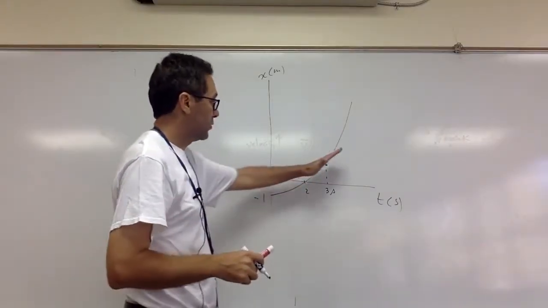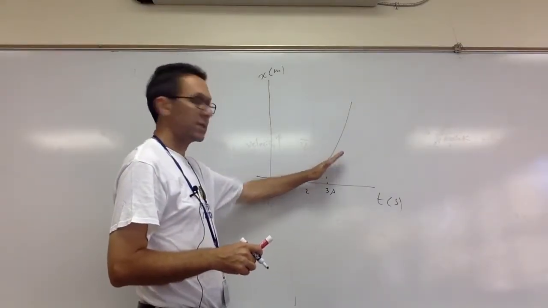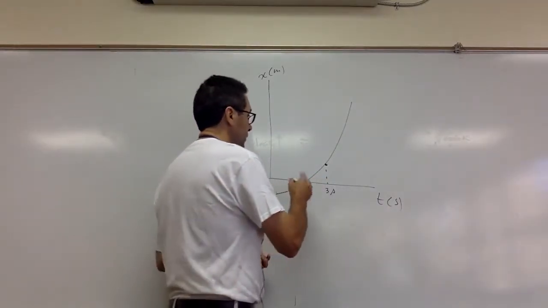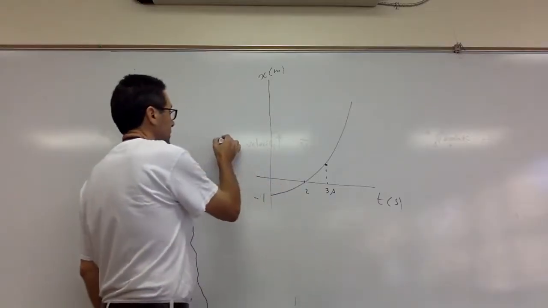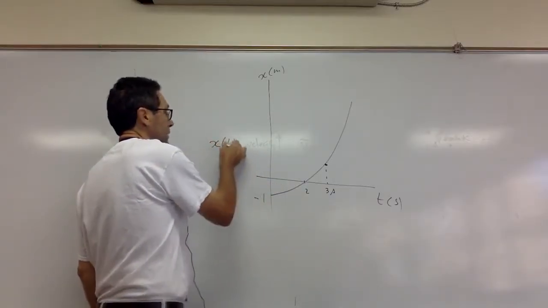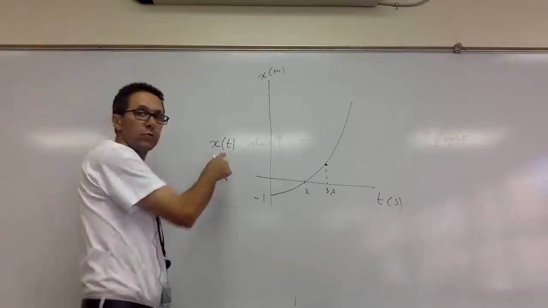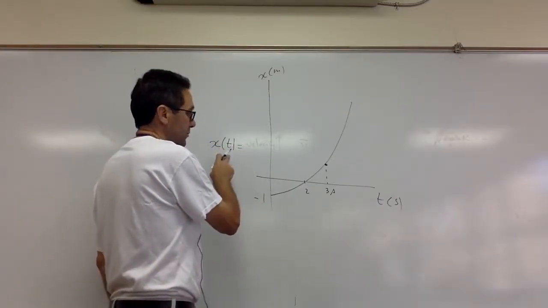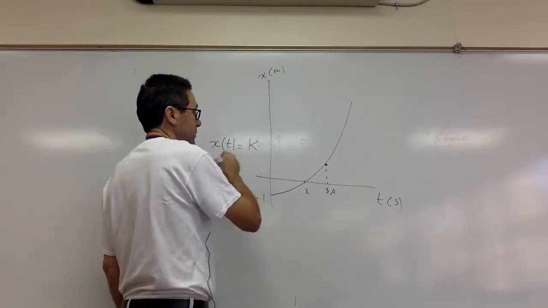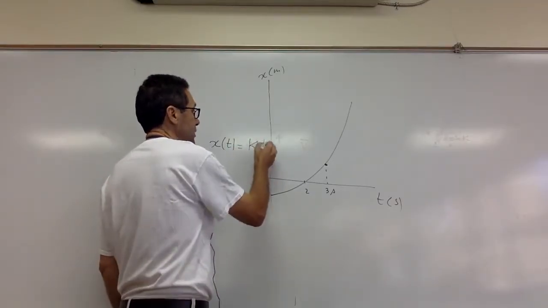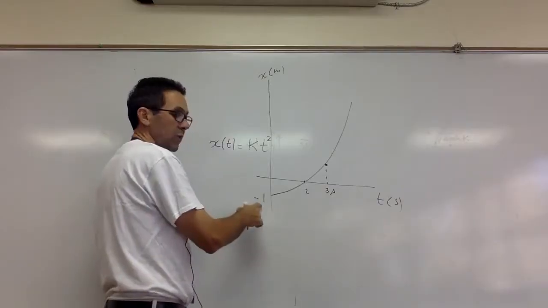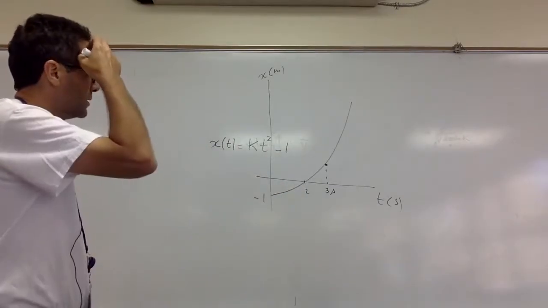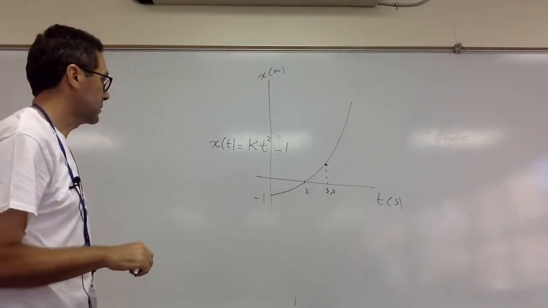The curve looks much steeper at 3 seconds than it does at 2 seconds. Now, if I want to write the equation of this, this should be x as a function of time. Again, this is not a multiplication, just like when you write f of x in your math classes. It's going to be some constant, k, times t squared, but we're not starting at 0, minus 1. And that's enough to describe the motion of this object.